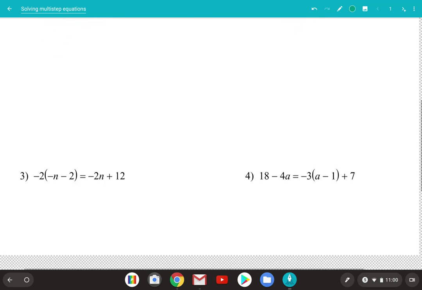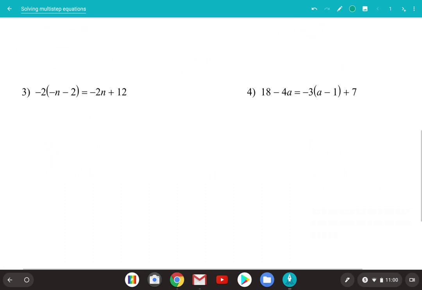Okay, next ones. Now we have the parentheses, so we have to add a step. We have to distribute. So we have our steps from before.